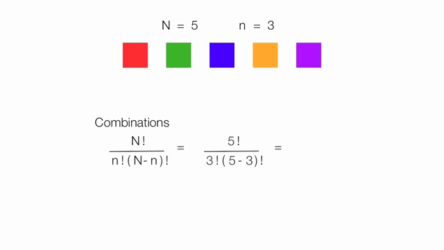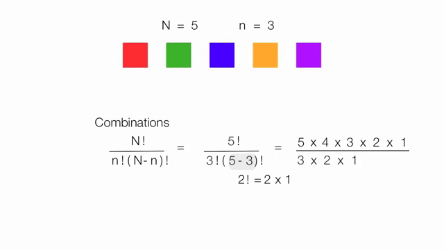This is equal to 5 times 4 times 3 times 2 times 1 in the numerator, divided by 3 factorial, which is 3 times 2 times 1, and let me slide that over. 5 minus 3 is still 2, so I have 2 factorial. That's equal to 2 times 1, and again I will slide this over to the denominator.